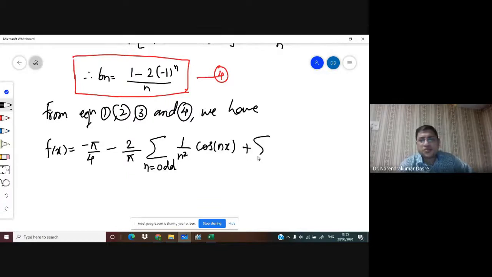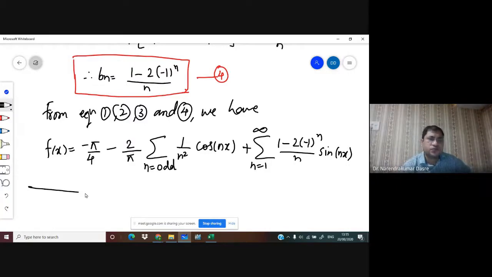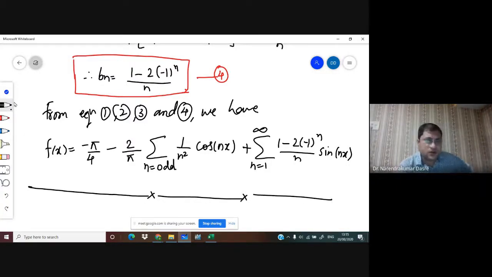Now plus summation n running from 1 to infinity. This term exists for all n. So 1 minus 2 into minus 1 raised to n upon n, and here we have sine of nx. So this way we are able to find the Fourier series for this function in the interval minus pi to pi.